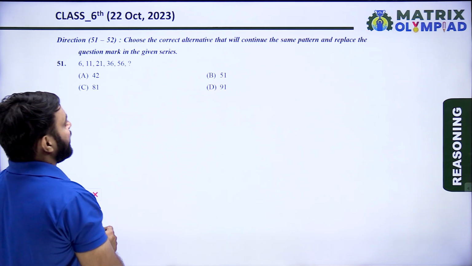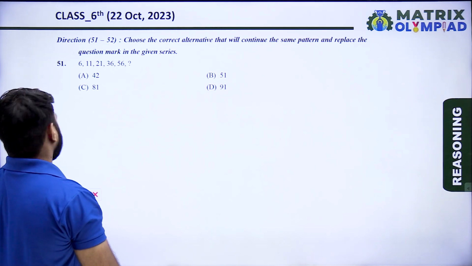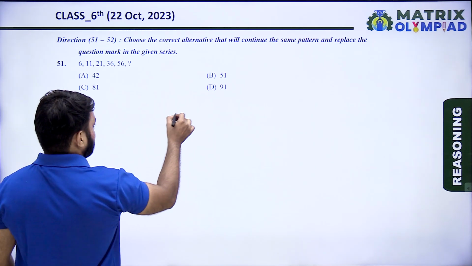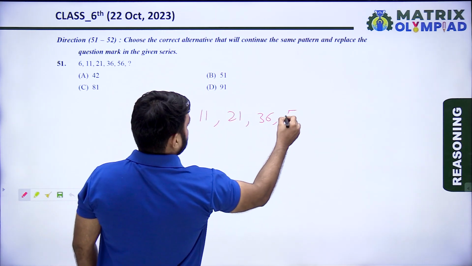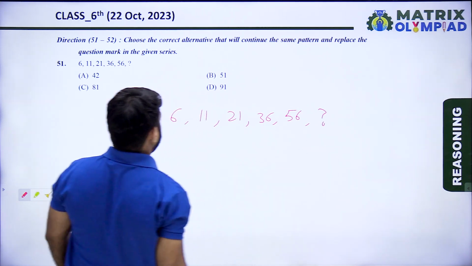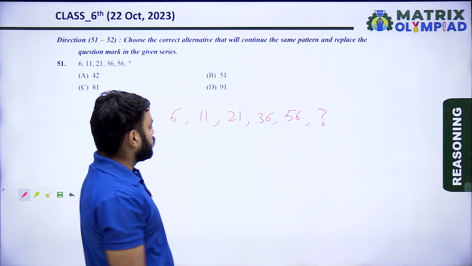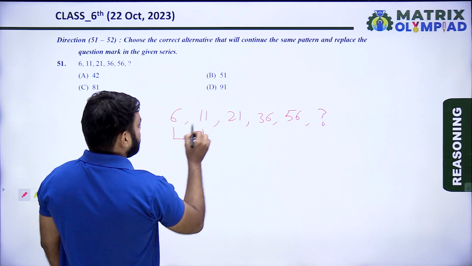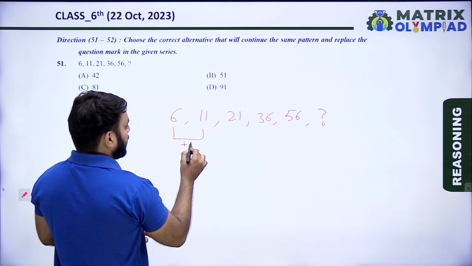Question number 51 and 52. Choose the correct alternative that will continue the same pattern and replace the question mark in the given series. The series is 6, 11, 21, 36, 56 and we have to find the next number. First, find the pattern of the question. The difference between the first term and the second term is plus 5.